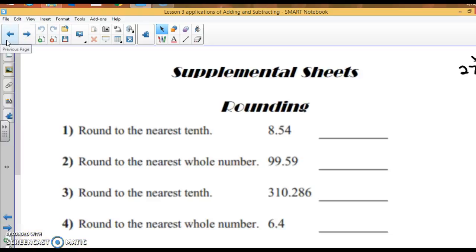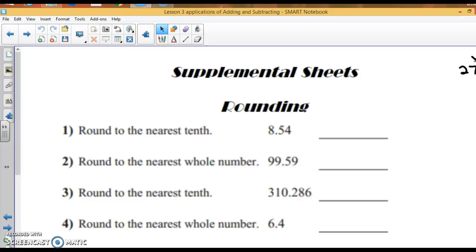The topic that we're reviewing today is rounding. Now, when you are rounding, I like to say, you underline the place that you are rounding to. You look one spot to the right. If it's 5 or above, you give it a shove, so you round up. If it's less than 5, you let it go.